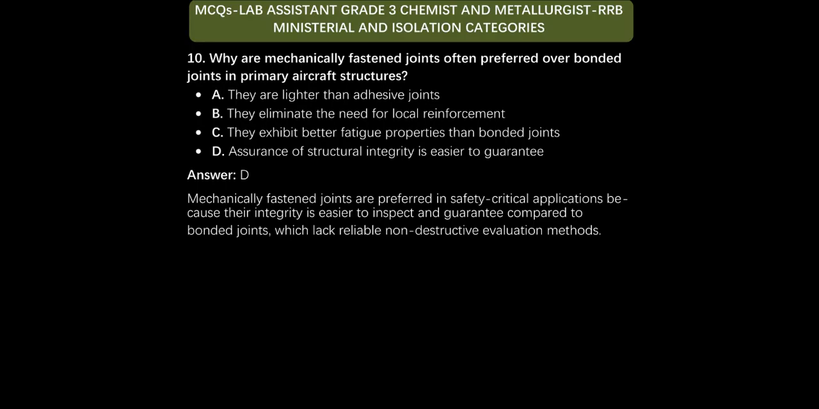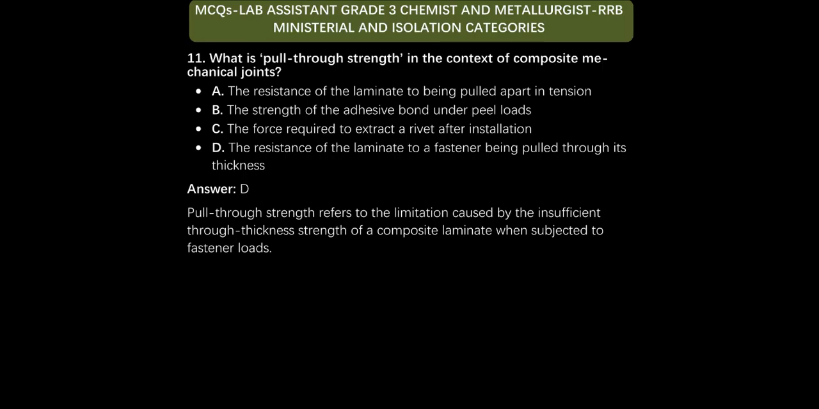Why are mechanically fastened joints often preferred over bonded joints in primary aircraft structure? Option D. Assurance of structural integrity is easier to guarantee. What is pull-through strength in the context of composite mechanical joints? Option D. The resistance of the laminate to a fastener being pulled through its thickness.